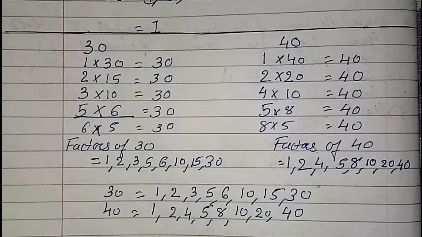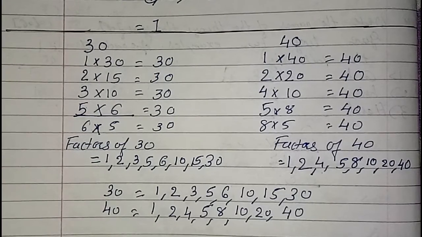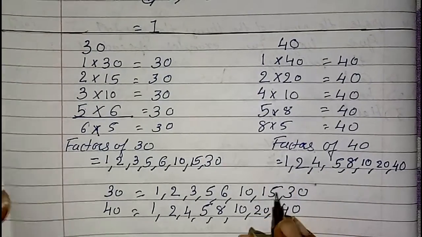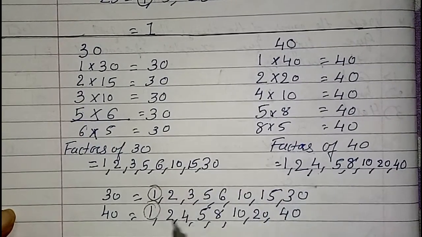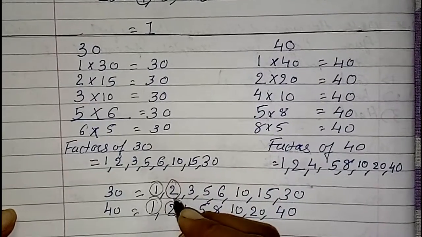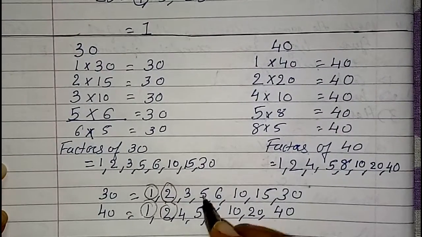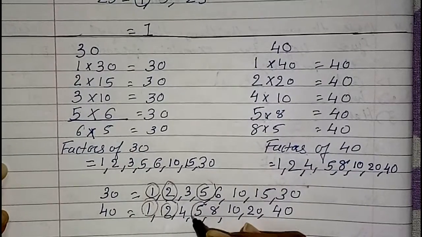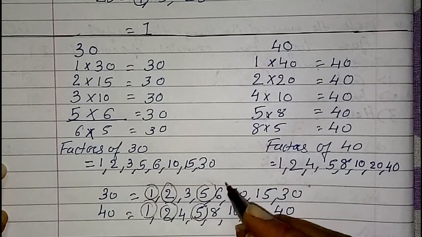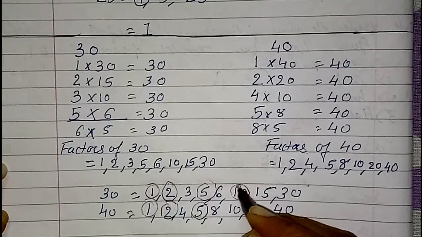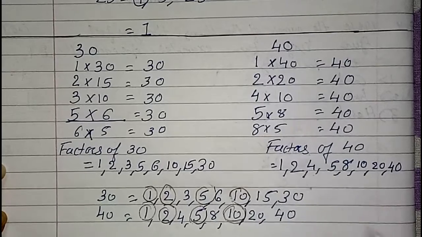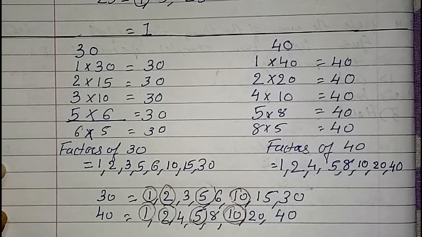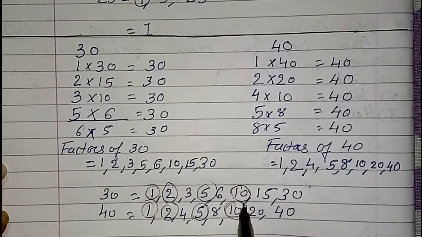Now we will find out the common factors of both. First, as I already said, 1 is common. 1, then 2, then 3 is not common, 5, 6 is not there. Yes, 10 is common. 15 is not there. 30 is there, 40 is there, 20 no. So the common factors of 30 and 40 are 1, 2, 5 and 10.